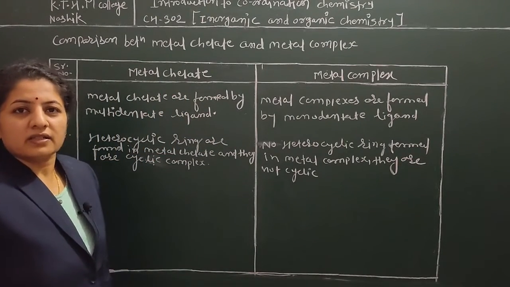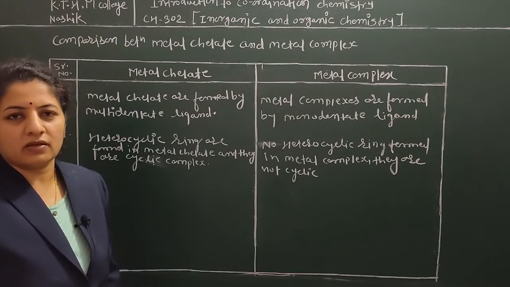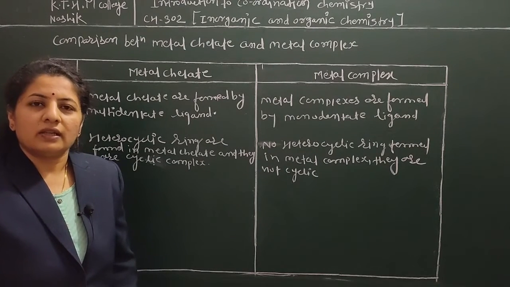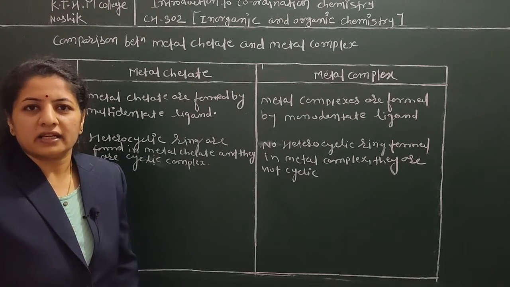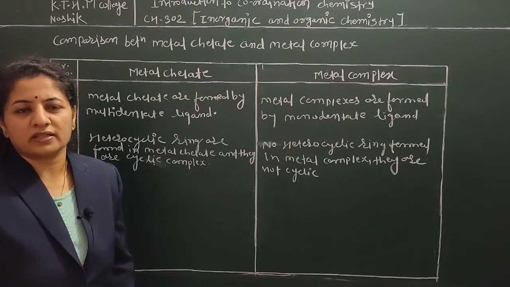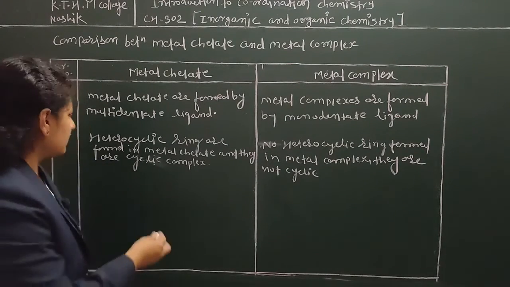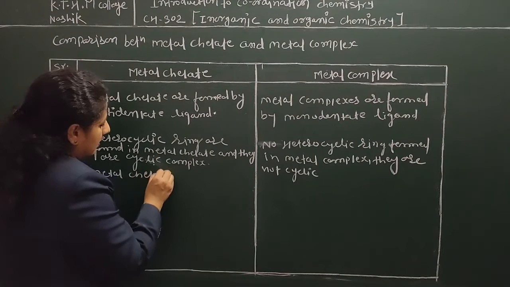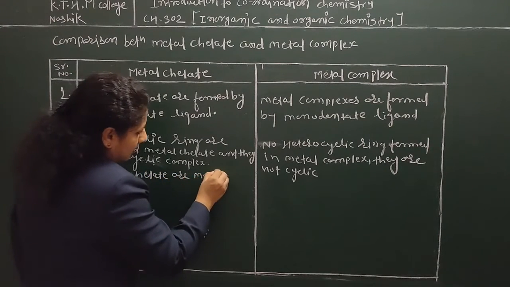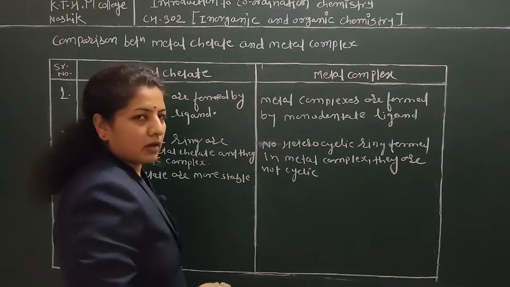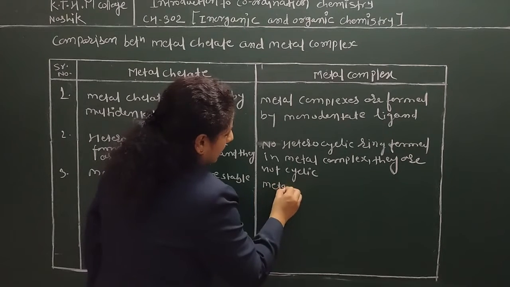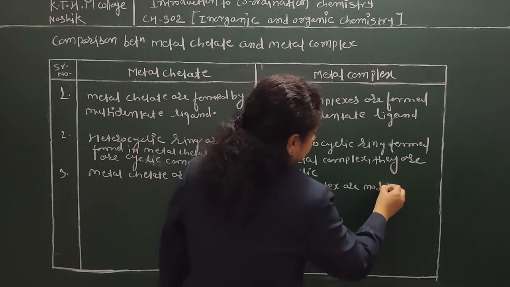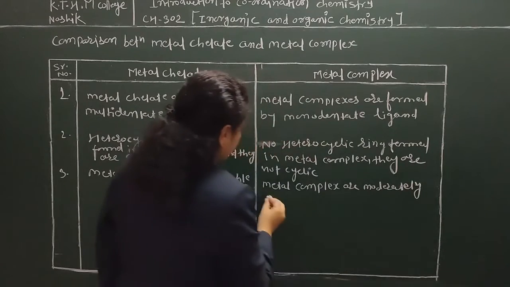In metal chelate, as we discussed earlier, metal chelates are more stable than the metal complex. Due to the ring formation, the entropy of the metal chelate increases. Due to that, the stability of the metal chelate increases compared to the metal complexes. So the third point is that metal chelates are more stable, whereas metal complexes are moderately stable.